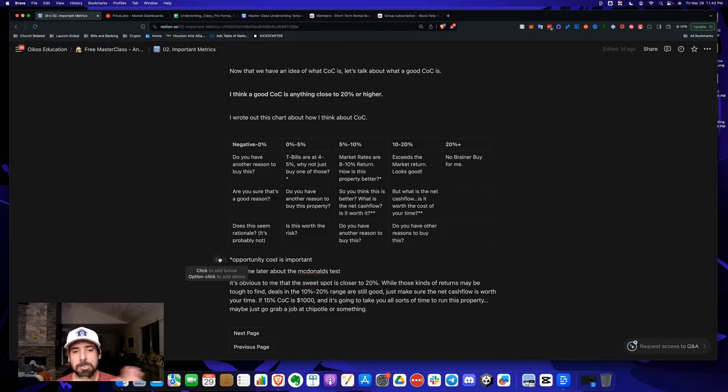So let's go to the middle here, 5 to 10%. Well, if you look at some of the market rates on some funds that are out there, they're between 8 and 10%. And so one of the questions you'll need to ask is, if you're finding something in the 5 to 10% range, how is this property better than the market? So maybe you do think it's better. Maybe you think things are kind of iffy right now with financial markets, but for some reason real estate is immune to that, and you think maybe you'll do a better job than the market.